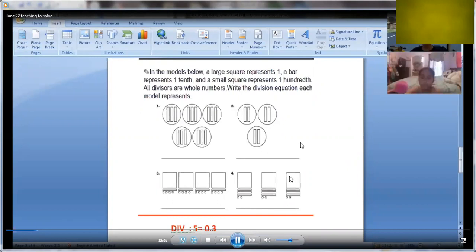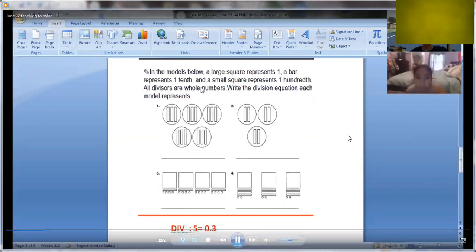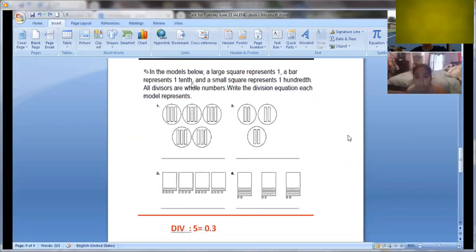Okay. We have here this problem. Will you please read it? In the models below, a large square represents 1. A bar represents 1/10, and a small square represents 1/100. Stop. So a large square represents 1. So this is a large square. In question number 3, a bar represents 1/10. Where do you see a bar?